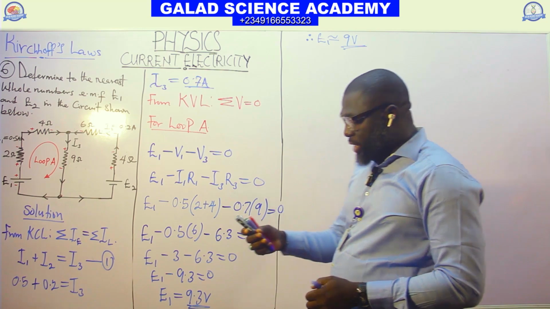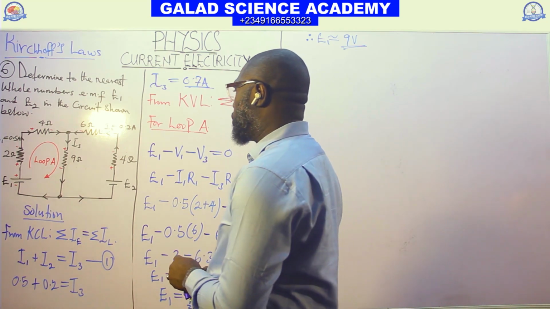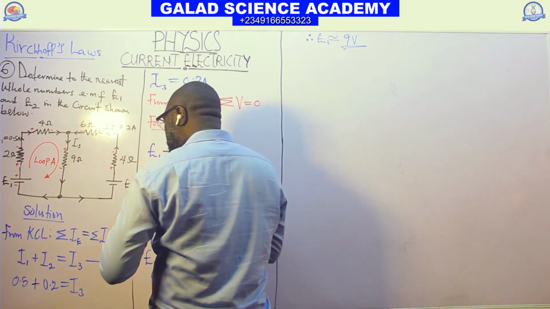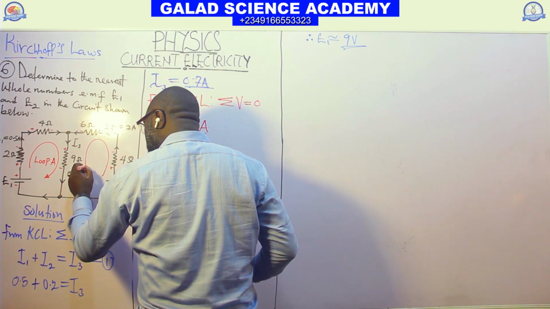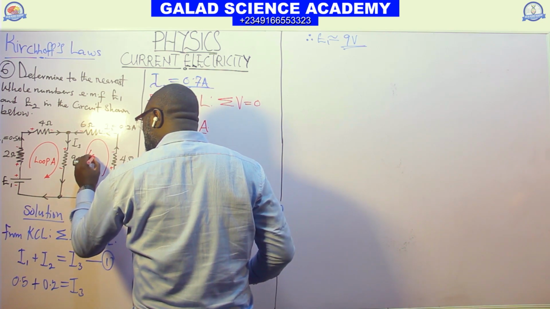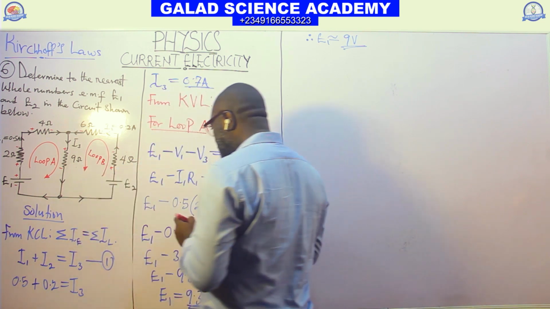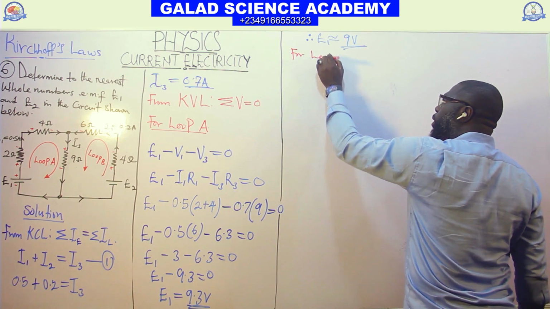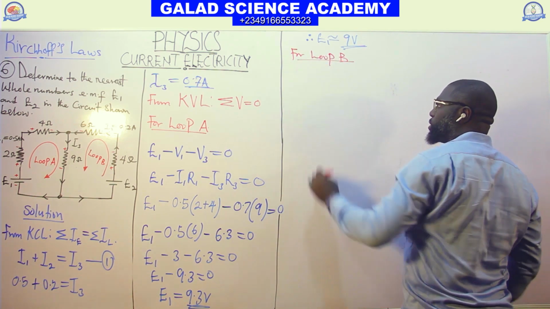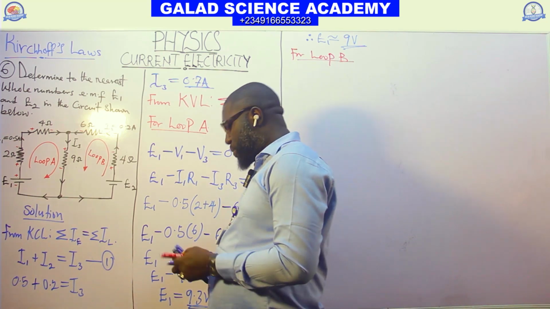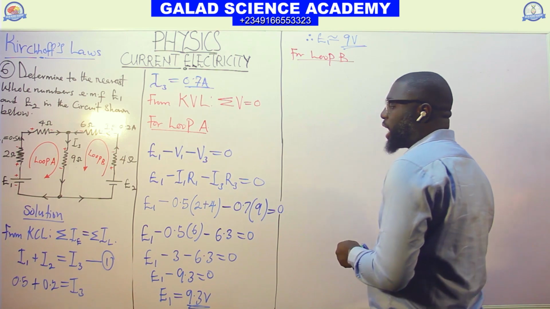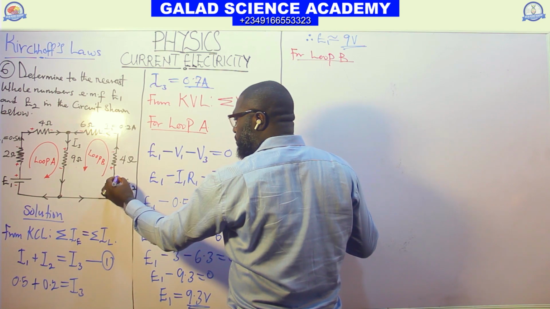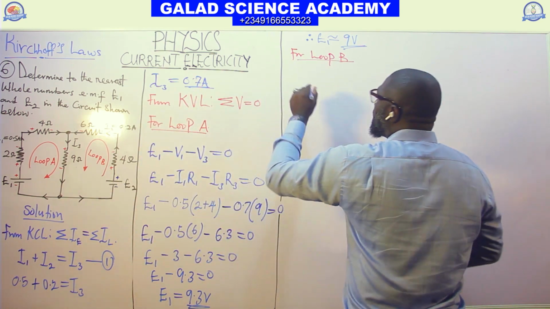So, the next one is what? Let us find E2. To know E2, we are going to take the loop from this side, like this. This is the loop, loop B. So can I say, for loop B in the circuit, by taking the loop from B, if we hold that the loop started from here, this side will be positive, negative, going like this. It should be E2.